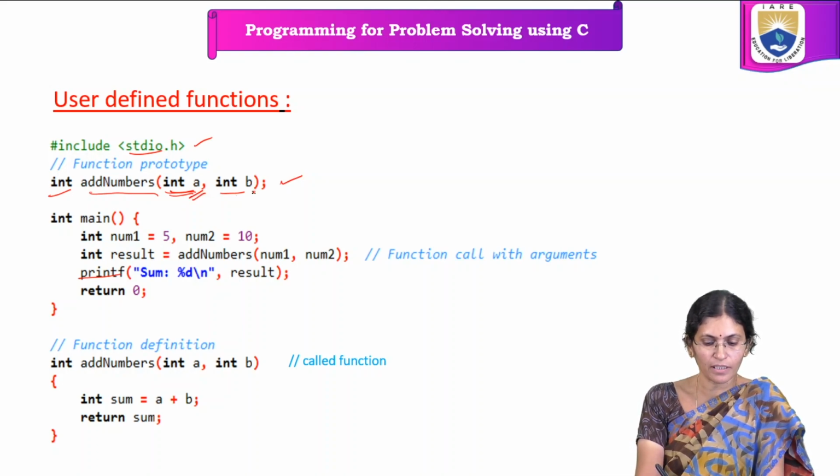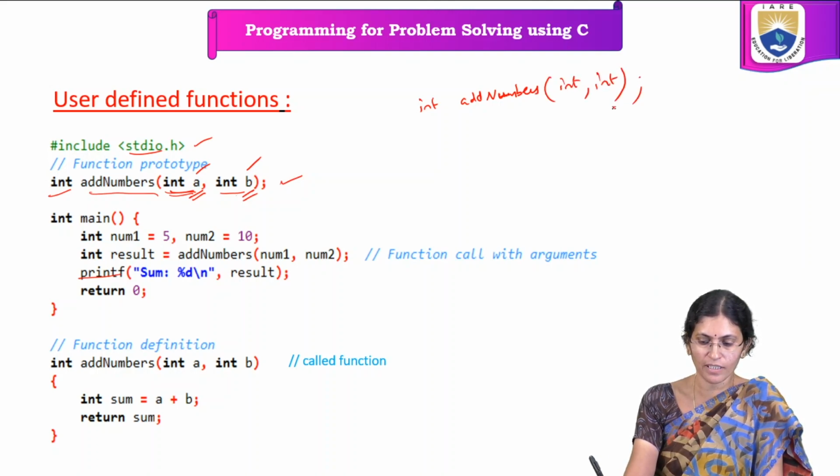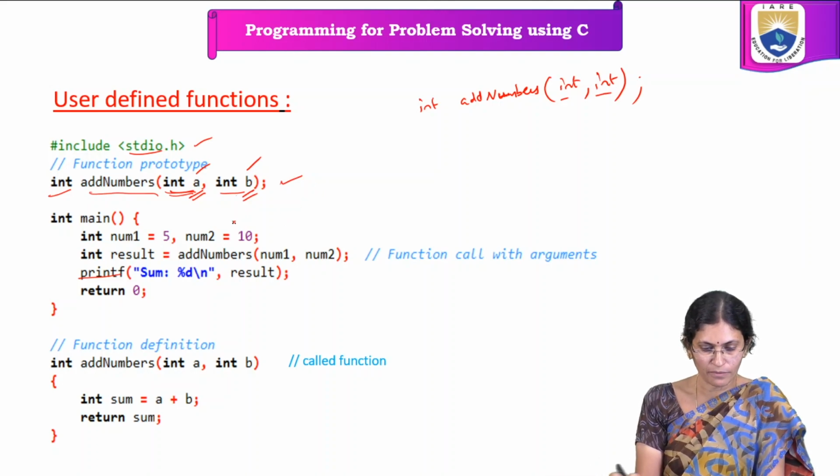Here, the parameter names are A and B: the first parameter is A and the second parameter is B. If you write it this way, it is not wrong. You can also skip the names of the parameters: int comma int. This declares that it takes two integers as arguments or parameters. It takes two parameters as input.